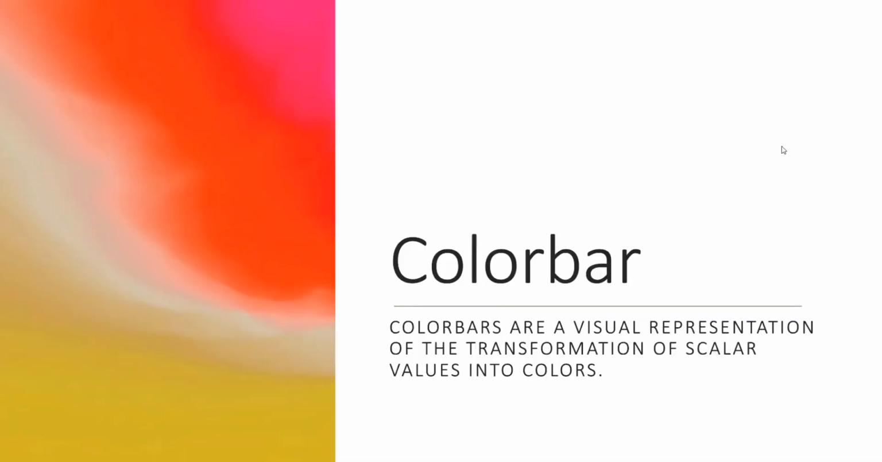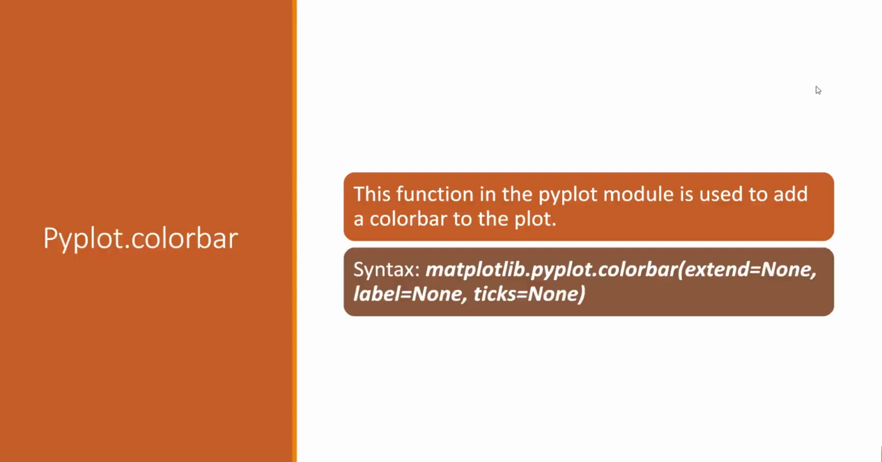Color bars are a visual representation of a transformation of scalar values into colors. They are plotted on a separate axis in Matplotlib. And to create it, we use a figure.colorbar function or pyplot.colorbar function. So now we learn each function in detail one by one. Firstly, we will discuss color bar function regarding the Pyplot module.